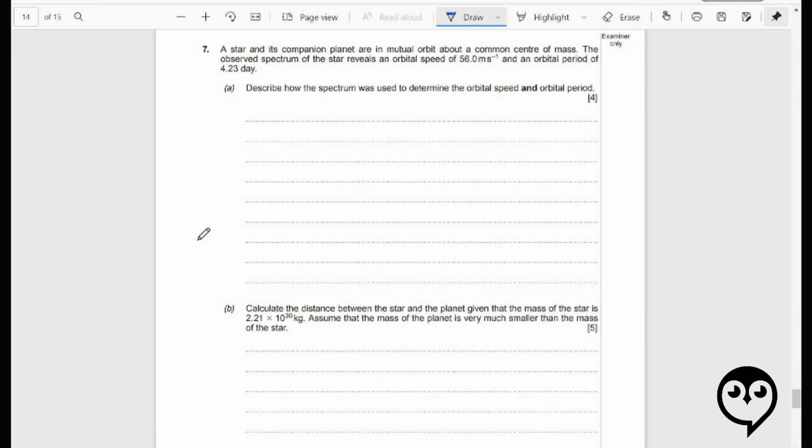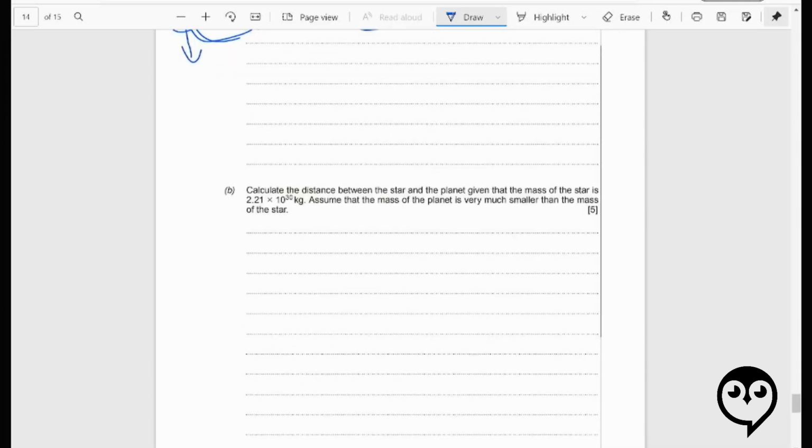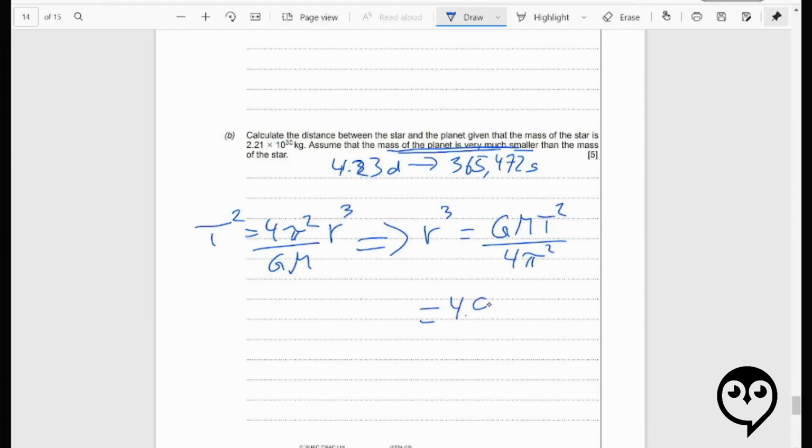Okay, and on the same paper, we've got a star and a companion planet, mutual orbit, about a common center of mass. We've seen this, okay? They give you an orbital speed and the period. Right, so this is a Kepler's law, isn't it? I get here 4.987 times 10 to the 29. Of course, we need to do the cubed root. Please make sure you are doing the cubed root.